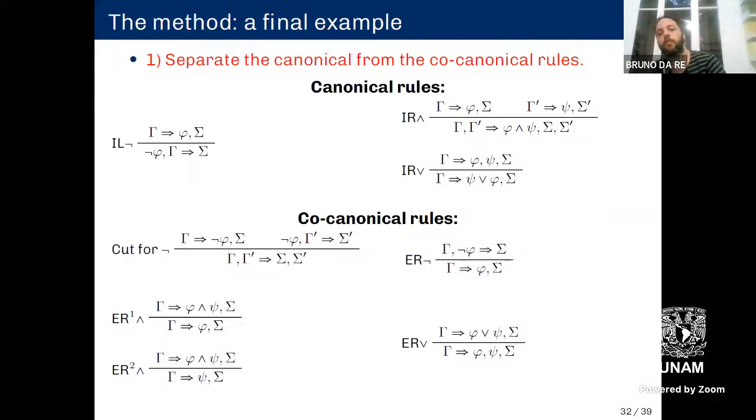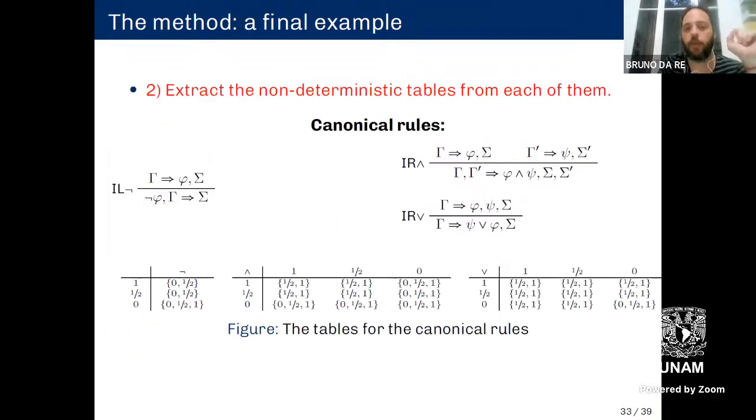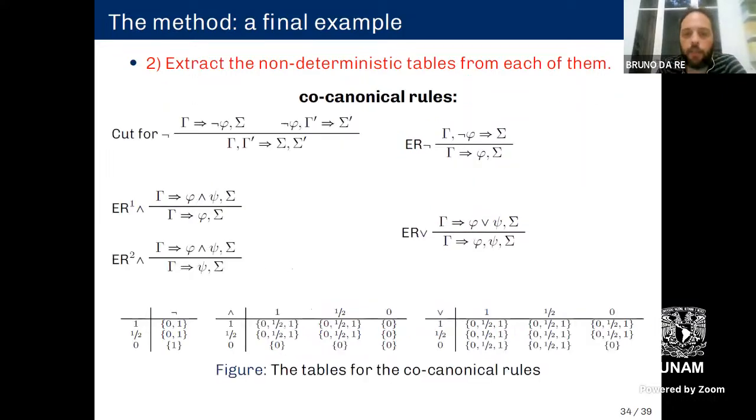The canonical rules are those rules, and the co-canonical rules are these. The second step is to extract the non-deterministic tables for each of them. So first you extract the non-deterministic truth table for the negation, the non-deterministic truth table for the conjunction, and the non-deterministic truth table for the disjunction, and the same for the co-canonical rules.